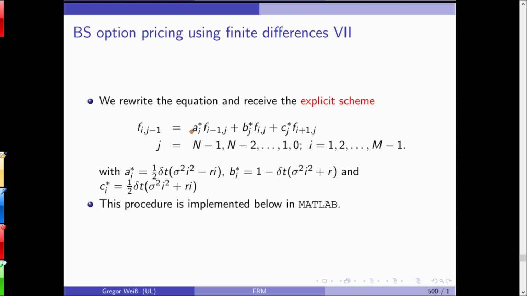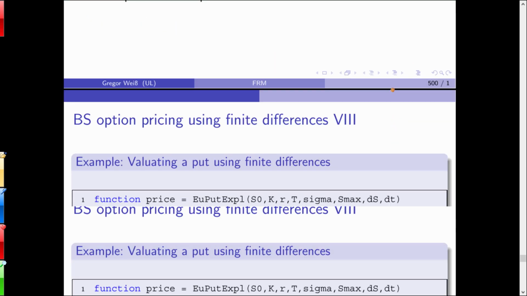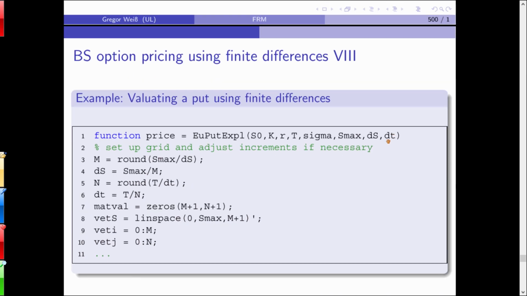It's a little bit tricky when you do it on a computer, so I would urge you to do it yourself and then compare the result with the function here. We want to price a European put. You only need, as an additional parameter, S_max, the maximum stock price. I would simply say 2,000 euros.